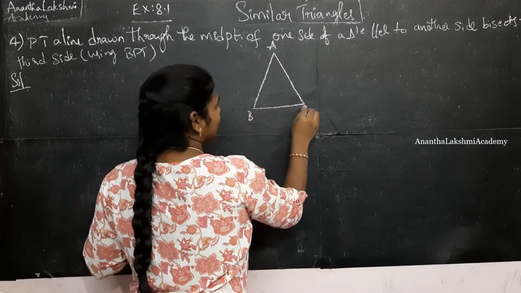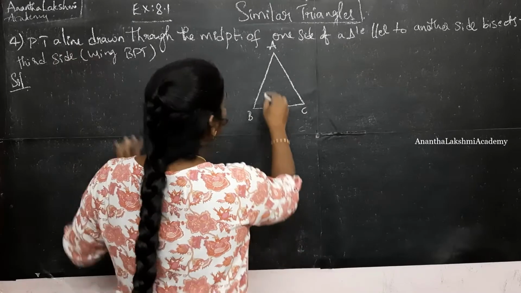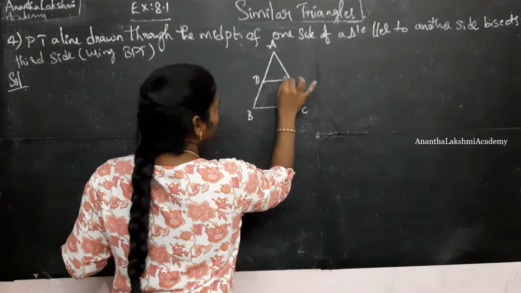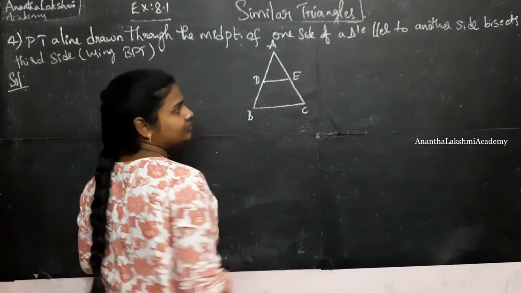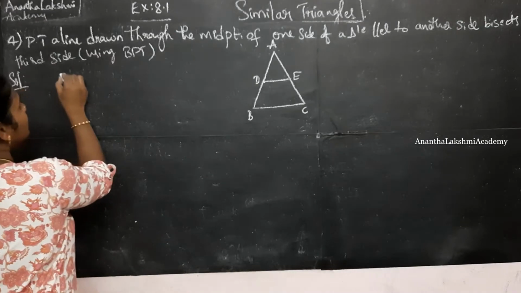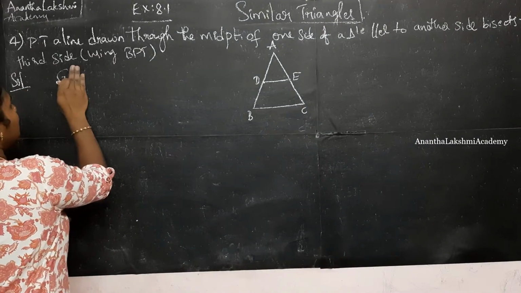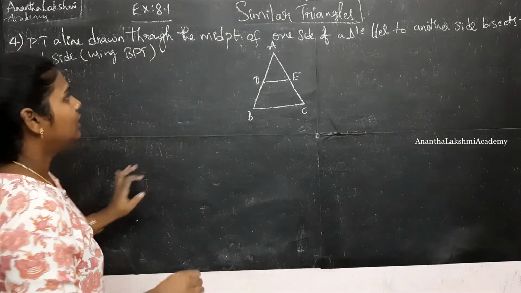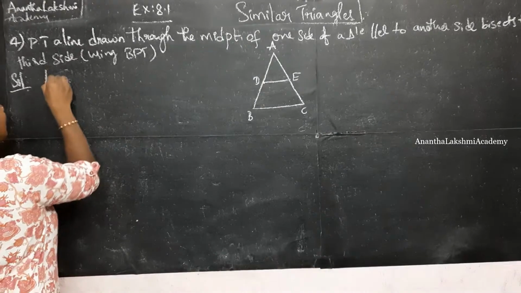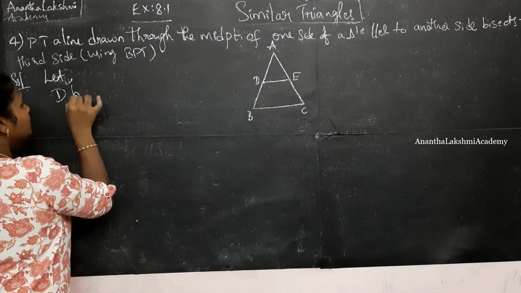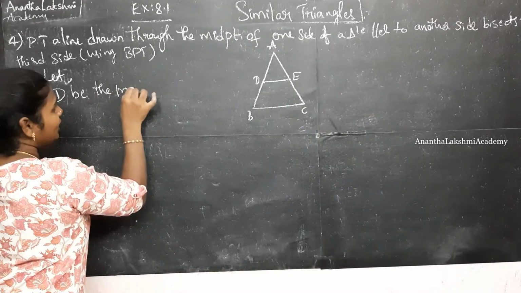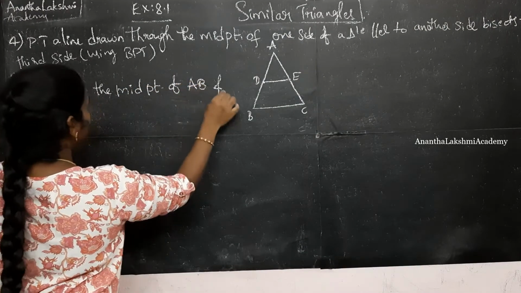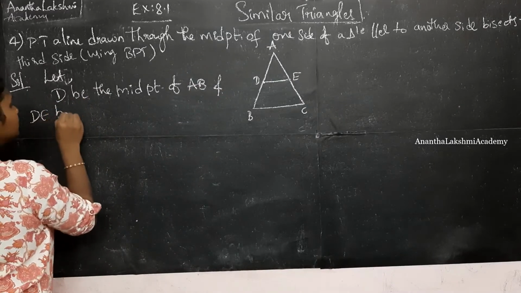So I drew a triangle ABC. Now I am going to draw a line from the midpoint of AB, named D, to this side. Okay, so given, I am going to put it as: prove that a line drawn through the midpoint of one side of a triangle. Let D be the midpoint of AB and DE be the line.